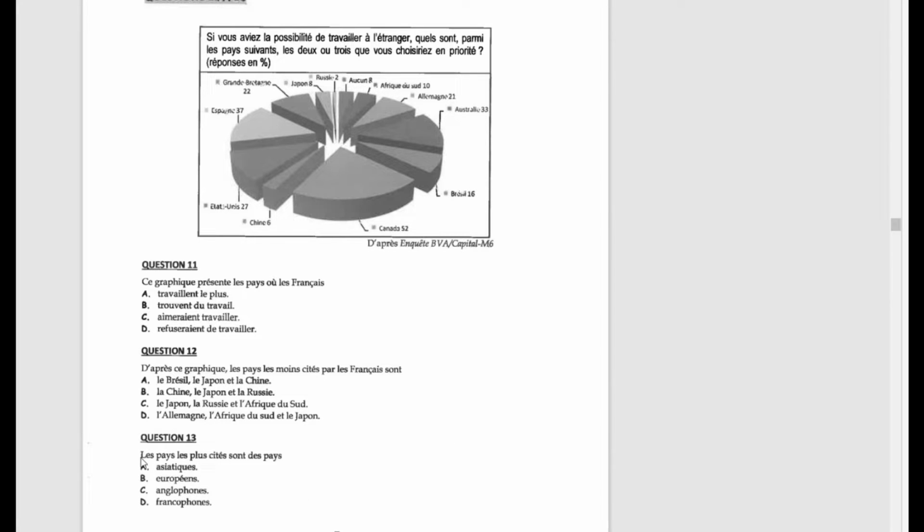The third one is les pays les plus cités sont des pays asiatique, European, anglophone, francophone. Now, American countries, Canada and Zeta-Zuni, I think they have the highest share, so it's very clear that the countries which have been mostly selected by respondents are Anglophone countries, which is Canada and US.